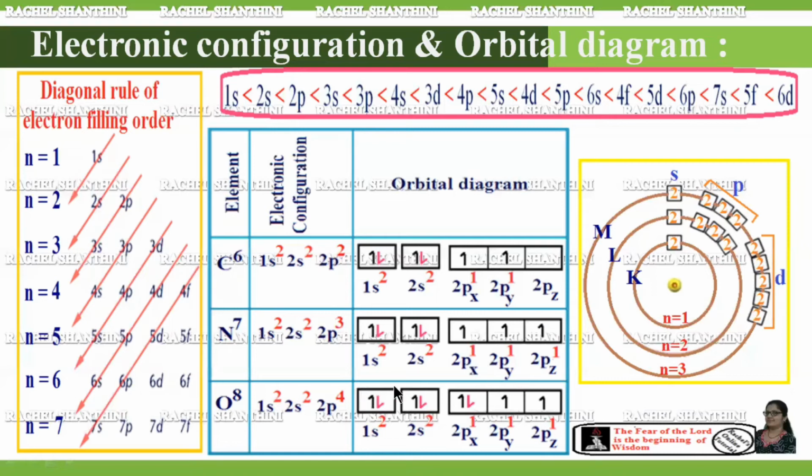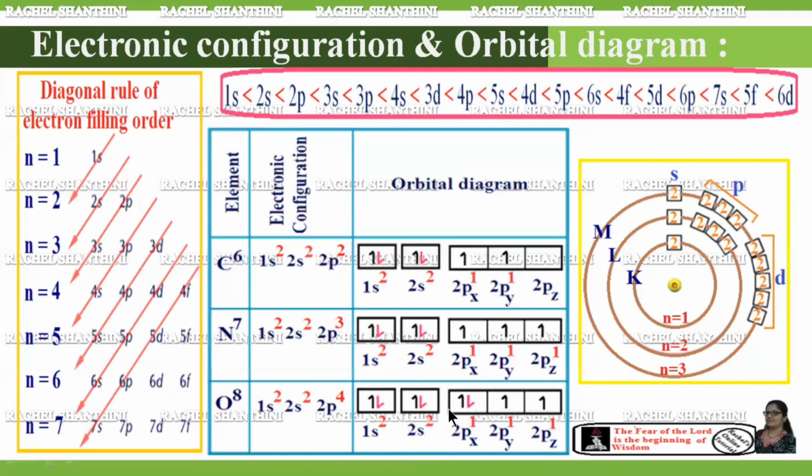Now shall we write the orbital diagram for oxygen? So we need to draw one box for 1s orbital, one box for 2s orbital, and 3 consecutive boxes for 2p orbitals. How many electrons are there in 1s orbital? 2 electrons. So one upward arrow mark and one downward arrow mark. Coming to the next orbital, we have 2 electrons. So one upward arrow mark we need to draw and one downward arrow mark, which represents the opposite spins of electrons in an orbital.